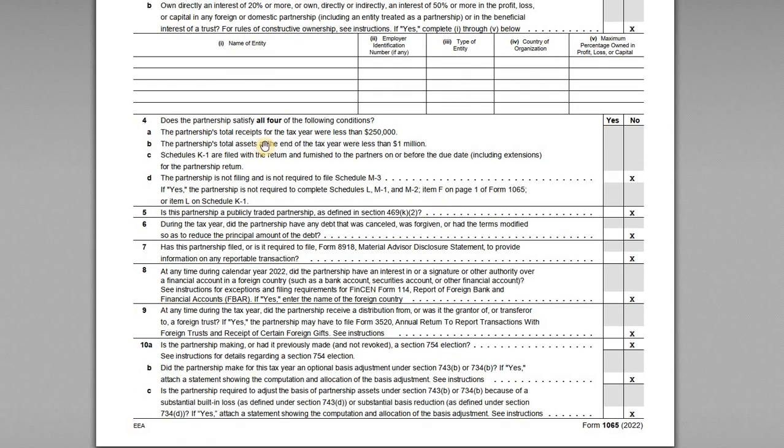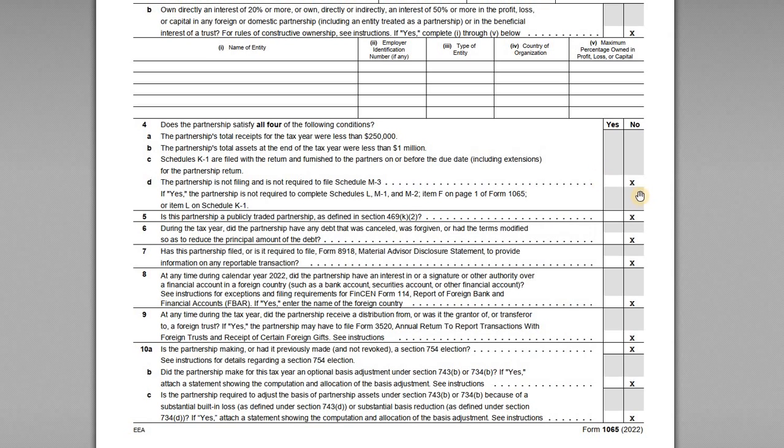Now, in line item 4, what they're getting at here is if you answer yes to this, you can opt out of completing other types of schedules in the return. Now, in our case, we don't get to opt out because our revenues exceed $250,000. So in our case, we're entering no, and this means we have to complete Schedules L, which is the balance sheet. We have to do M1, which is the book tax rec, and we have to do M2, which is the capital account reconciliation.